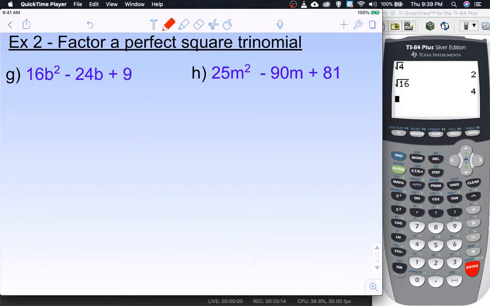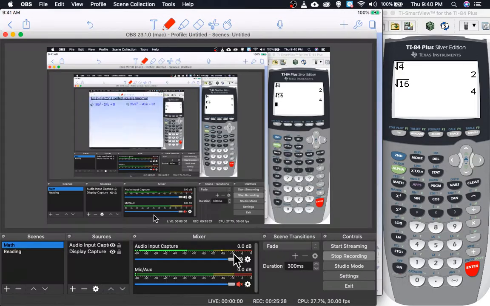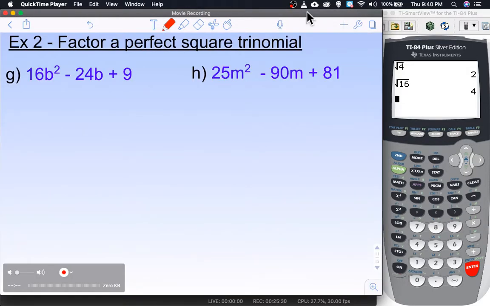Okay, letters G and H. Why don't you go ahead and pause the video right now and give them a shot. All right, so let's see here.